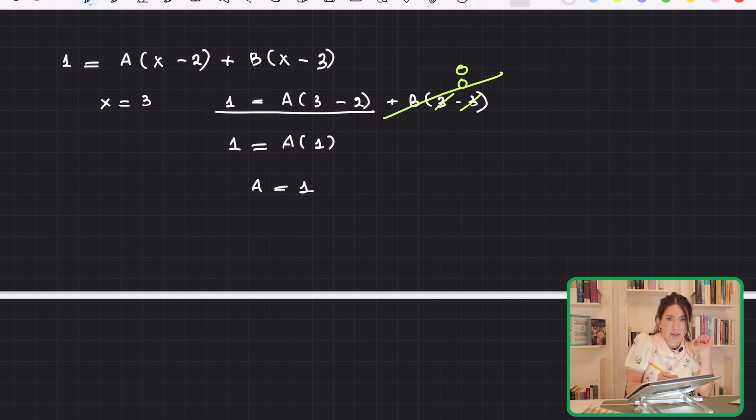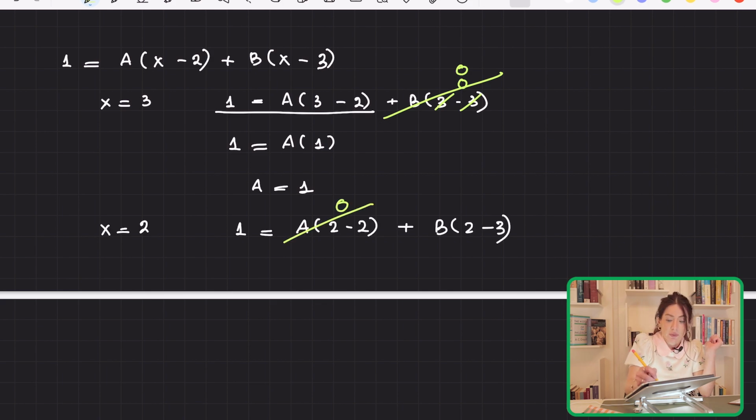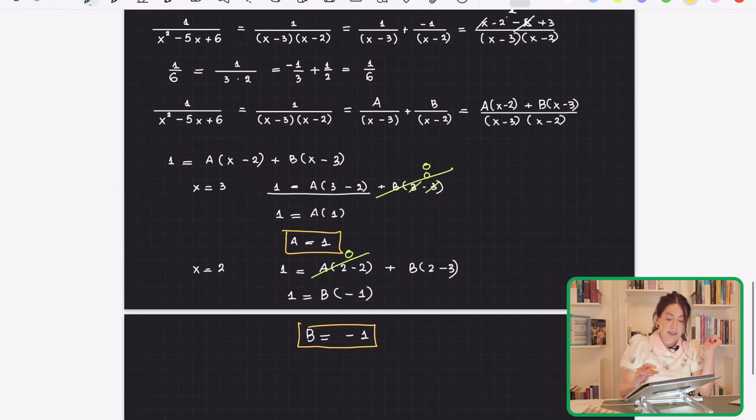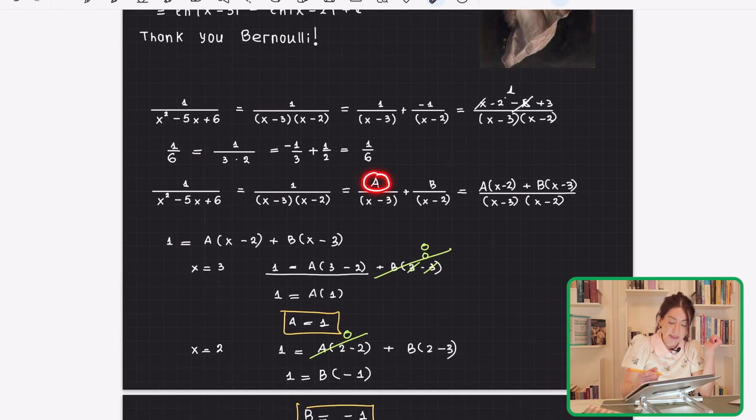How do we do that? By setting x minus 2 to 0. What value of x will accomplish that? If x was 2, that is 0. So I only have to worry about 1 equals 2B times minus 1. Looks like B is a minus 1, okay? So A is 1, B is minus 1. This is how you find the coefficients. A is 1 and B is minus 1. Okay?